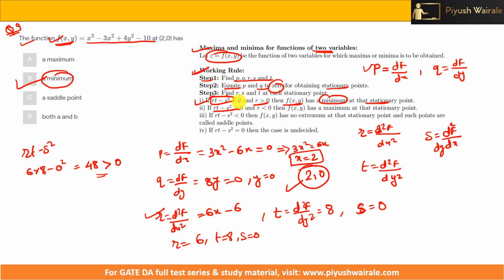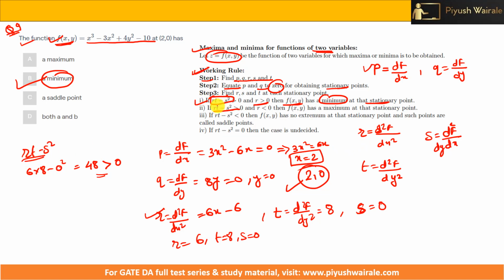So first you need to calculate p and q, equate them to 0, and find out the stationary point. Then consider r, s and t, where r is d2f by dx square, t is d2f by dy square, and s is d2f by dy dx, right? Now just put the value of the stationary point in r, s and t and find out the value of rt minus s square.